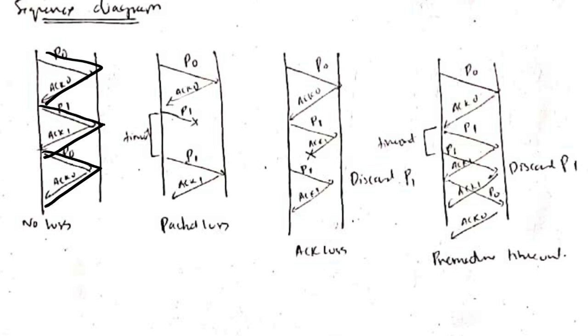Here, if the packet is lost, P0 ACK0. If the packet is lost, the machine will wait for some time. If no acknowledgement comes, that means the packet is lost, and it will resend the packet. That's the only difference between the previous one and this one.